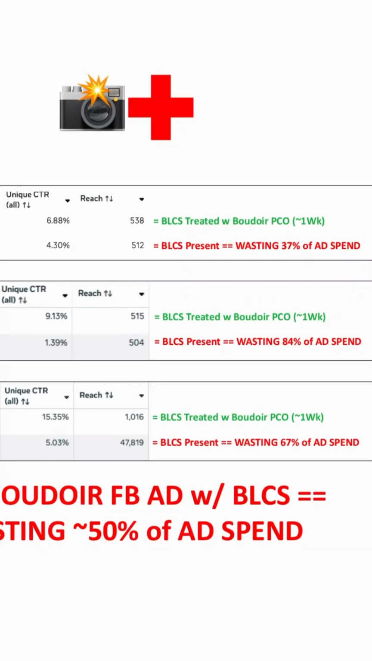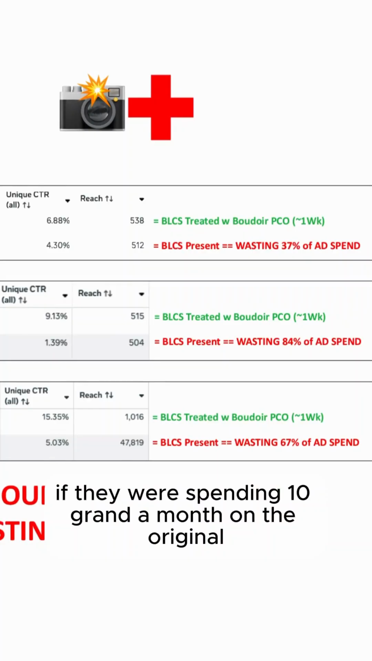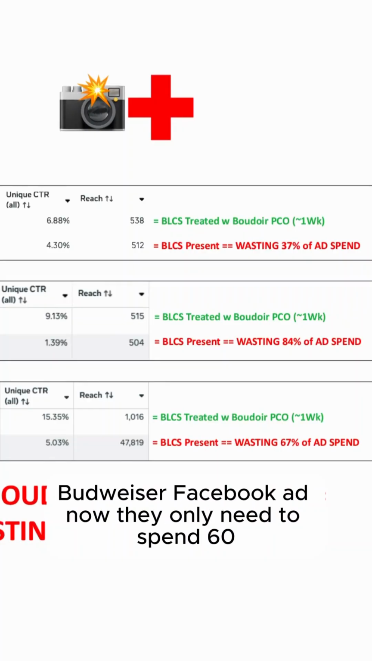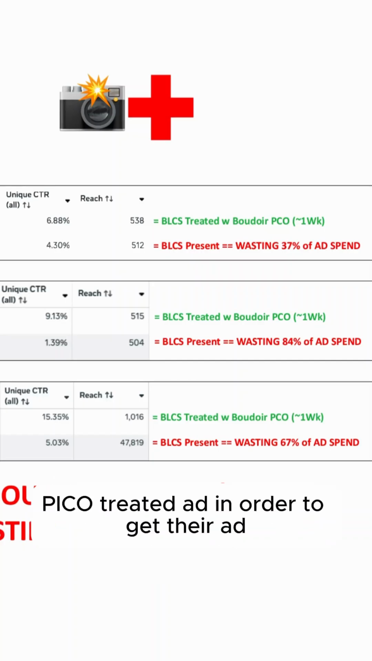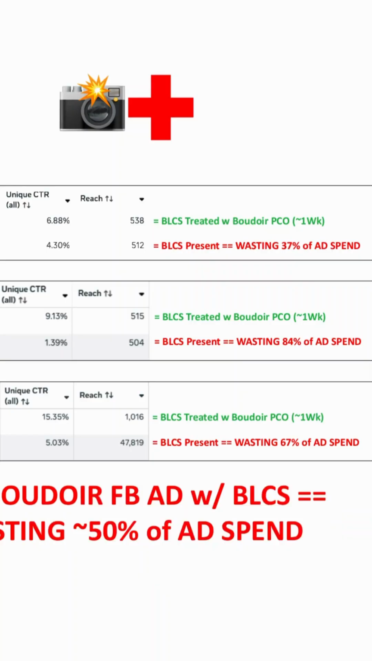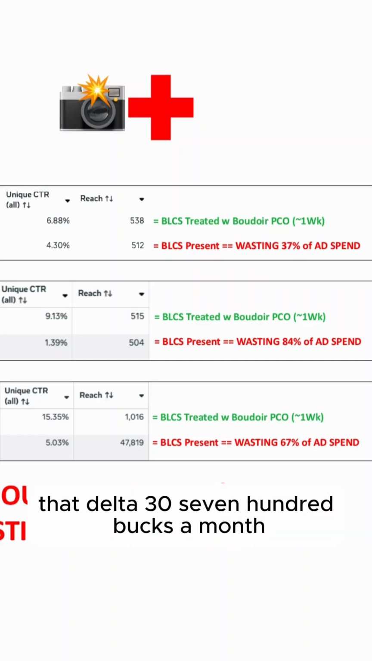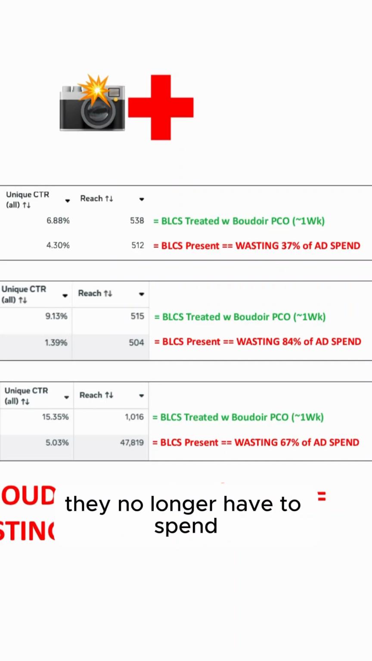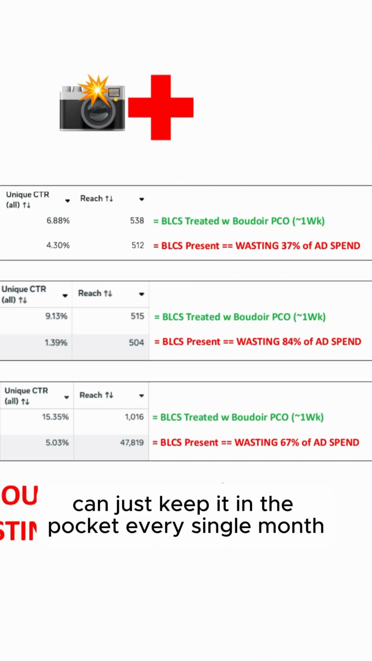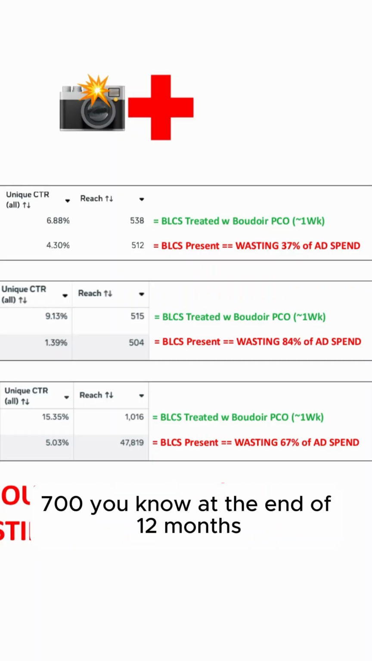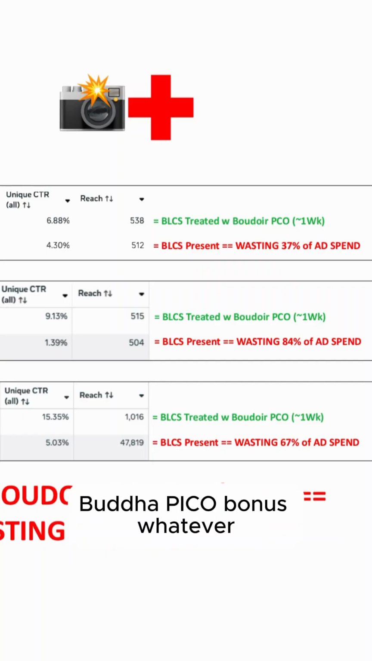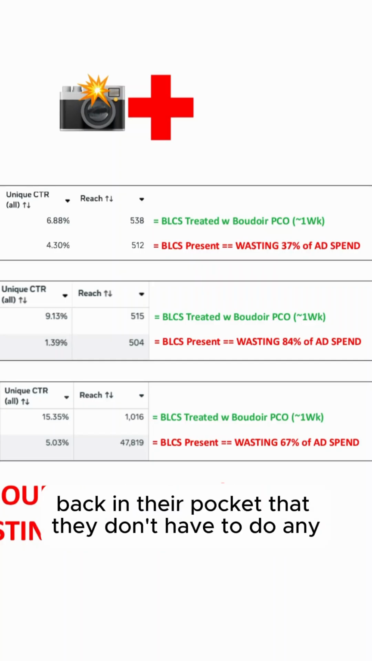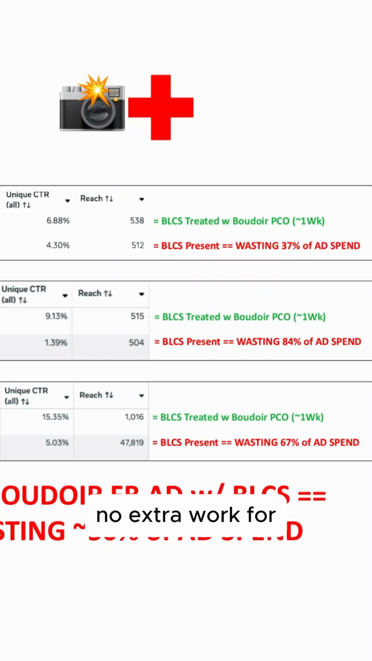As a result, if they were spending 10 grand a month on the original Boudoir Facebook ad, now they only need to spend $6,300 a month on the new Boudoir Pico treated ad in order to get their ad into the same number of women's brains. And that difference, that delta, $3,700 a month, they no longer have to spend. You can just keep it in the pocket every single month, $3,700, $3,700, $3,700. At the end of 12 months, it's like a 40K kind of phantom bonus, Boudoir Pico bonus, whatever, back in their pocket that they didn't have to do no extra work for.